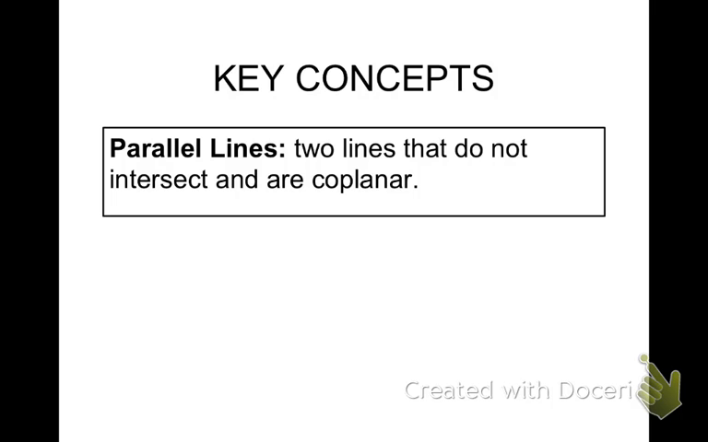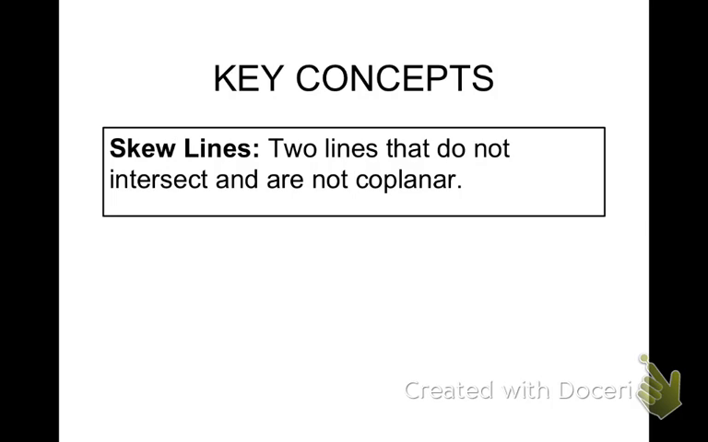Okay? And the reason why I'm really talking about going in the same direction is because what we get to next is what we call skew lines, which is a little bit different. So skew lines are two lines that do not intersect. So that's the same thing we wrote for parallel lines. But the difference between parallel and skew is skew lines are not coplanar. Okay? So skew lines are not coplanar.